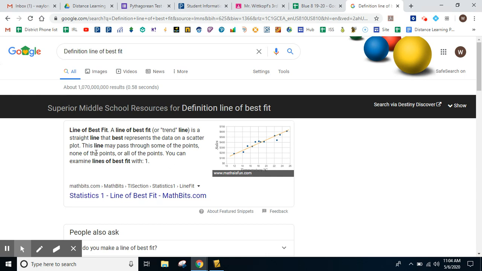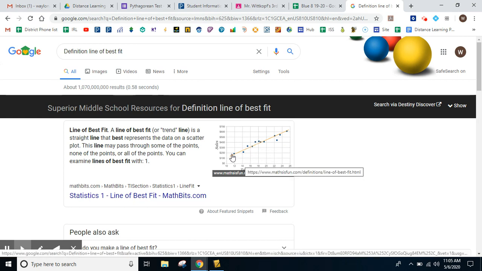So if we look here, line of best fit. What is a line of best fit? Well, it tells us a line of best fit is a straight line that best represents the data on a scatter plot. The line may pass through some of the points, none of the points, or all of the points. Okay, so if you look at this picture, we have a scatter plot, represented by all the little blue coordinate points. That's the scatter plot. And then this orange line that runs through the center of it is what we call the line of best fit.